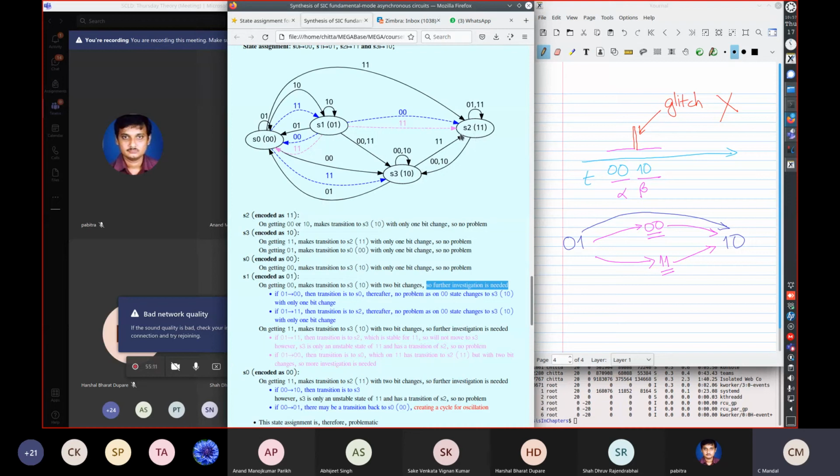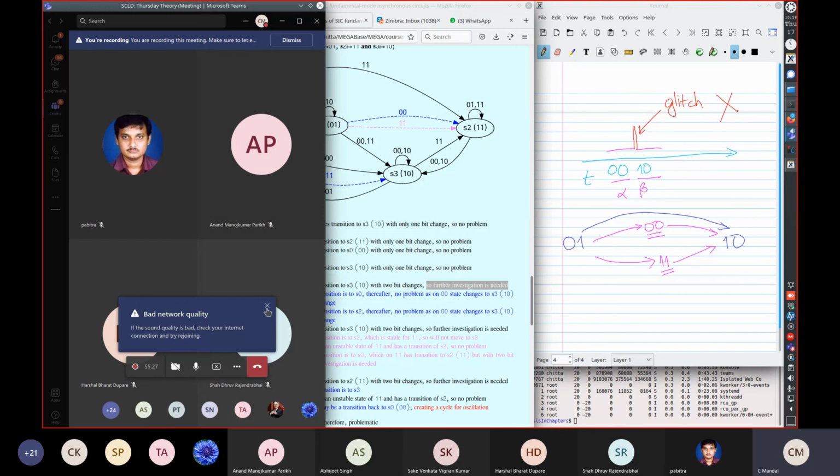So state encoding and these things matter. We have a problem, and we'll investigate this problem further in the next class. So let us stop here now. Okay. Thank you.